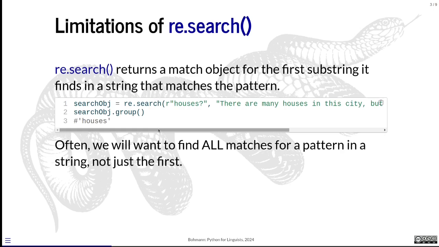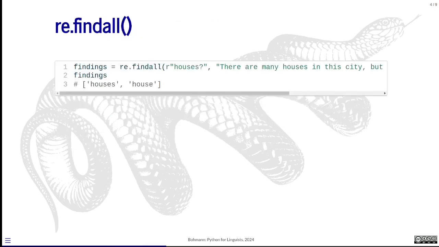So we need an alternative for that, and that's re.findall. Syntax otherwise is exactly the same. Instead of search, we do findall. re.findall, our house s question mark regular expression, for the same sentence, right? And then a number of things happen. The first thing is it finds houses and house. And the second thing is it doesn't just return a match object, but re.findall actually returns a list of all the findings, which for a lot of things we want to do is going to be quite handy, right?